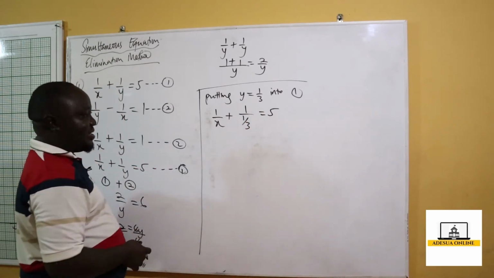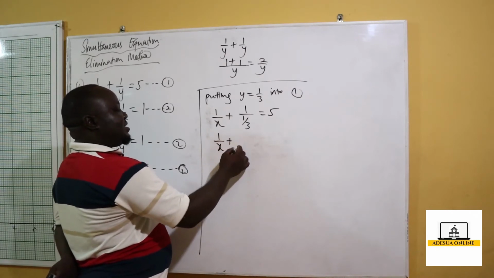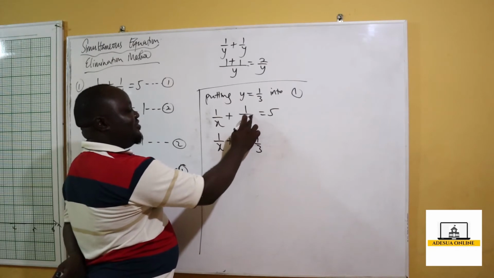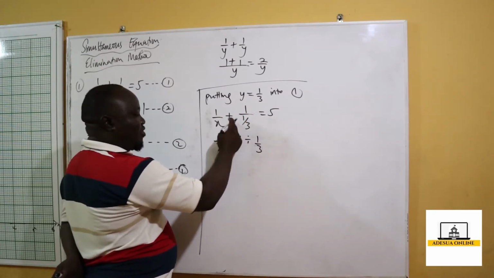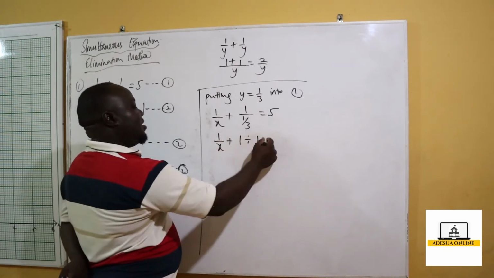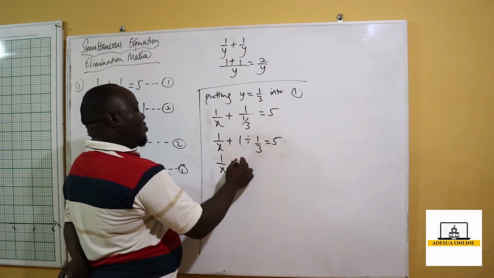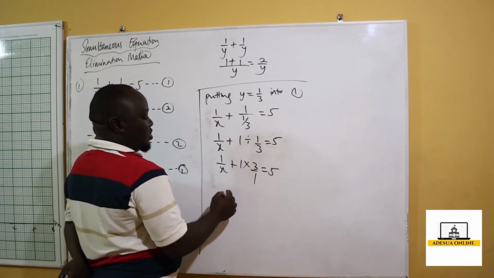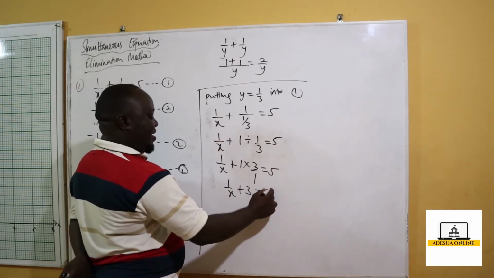Now let's solve for x. So this is 1 over x plus, this is 1 divided by 1 over 3, because this is our main division sign. This is 1 over y, so this is 1 divided by y. Okay? This is equal to 5. So this becomes 1 over x plus 1 times, we reciprocate, this becomes 3 over 1, is equal to 5.